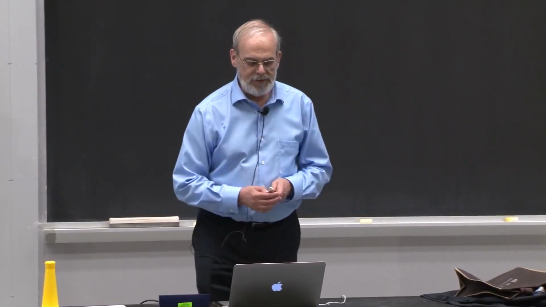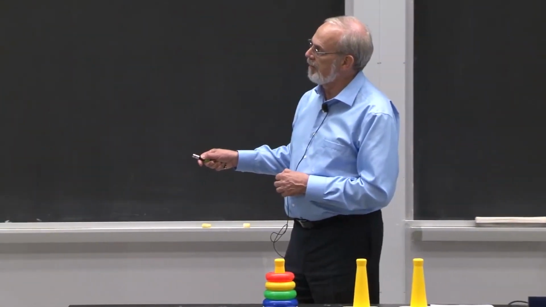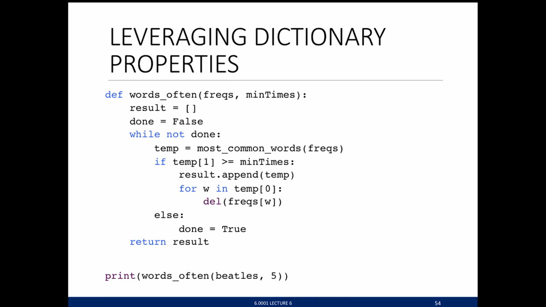The last thing I want to do then is see how often the words appear, so I'm going to give it a dictionary and a minimum number of times. Here I'm going to set result up to be an empty list. I'm going to create a flag called done, set to false. It's going to keep track of when I'm done. And as long as I'm not yet done, I'll call that previous procedure that's going to give me back the most common words and how often they appeared. I check, remember it was a tuple, how often do they appear? If it's bigger than the thing I'm looking for, I'll add that into my result.